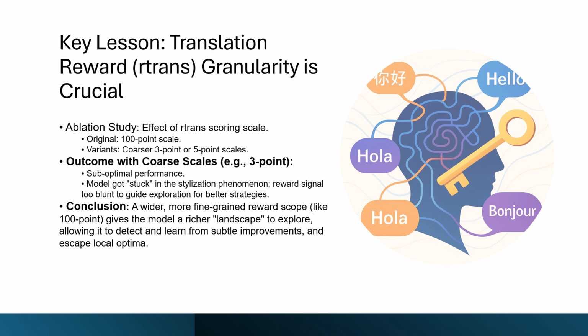So a more fine-grained, wider reward scope is crucial. It gives the model more information to work with, helping it explore different strategies and avoid getting trapped in less ideal situations. So it is required for us to give a more fine-grained reward scope rather than a coarser scale.